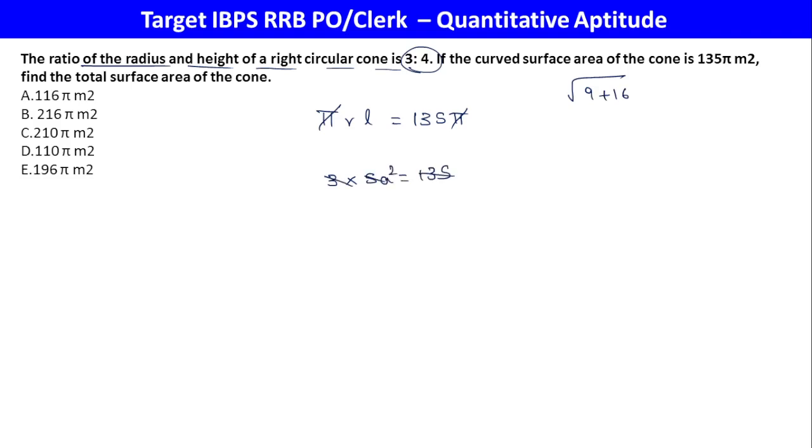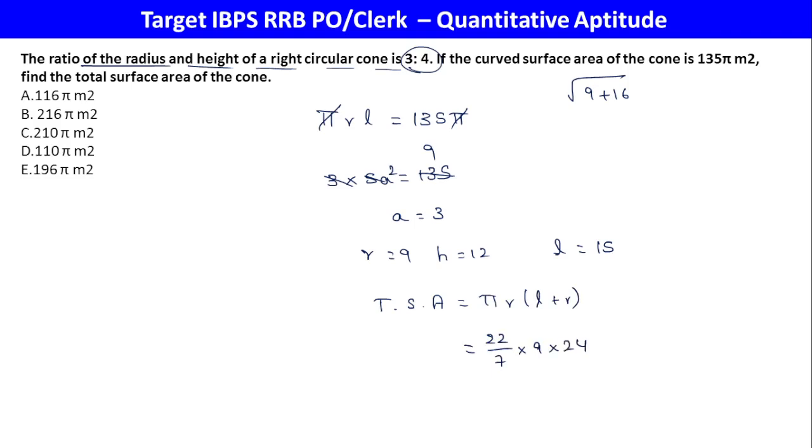3 times 5 is 15, so 9 is 3 parts. The radius is 3 times 3, which is 9, the height is 4 times 3, which is 12, and the slant height l is 5 times 3, which is 15. Total surface area of the cone is πr(l + r), 22 by 7, radius 9, 9 plus 15 which is 24.